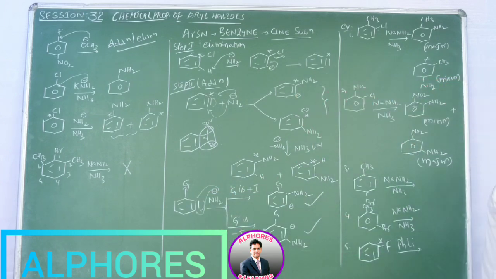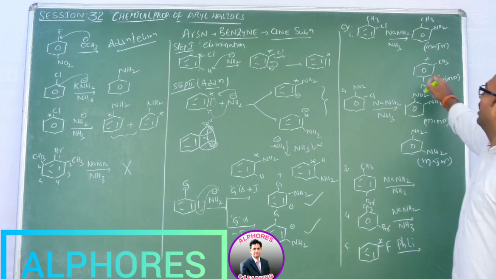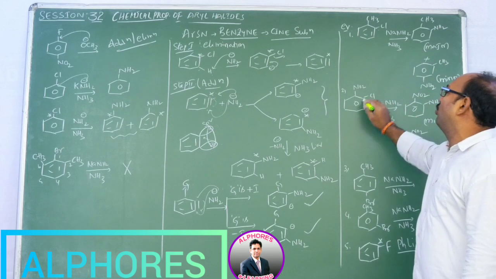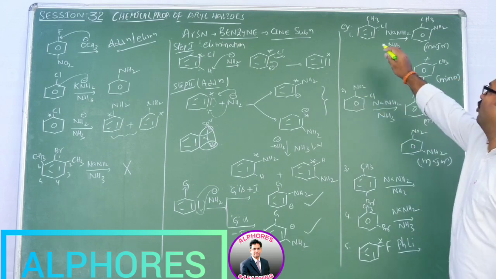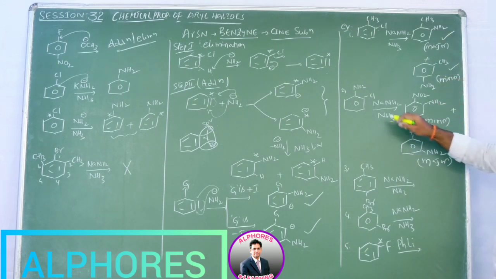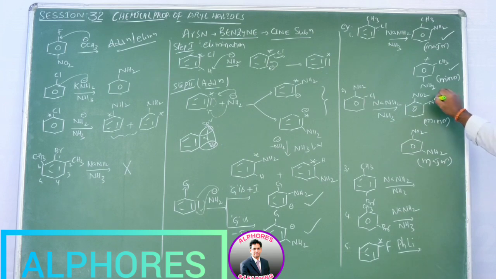Now, try to write the products and the mechanism here. I am going to consider ortho-chlorotoluene and ortho-chloronitrobenzene. For ortho-chlorotoluene, why is this one major and why is this one minor? Similarly, when we consider ortho-chloronitrobenzene, why is the minor product this one and the major product the meta product? So check that out.